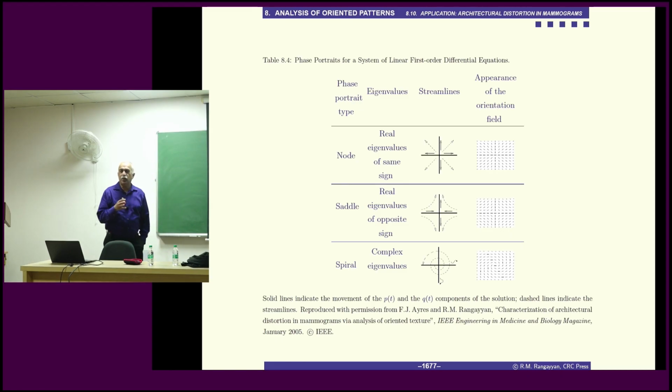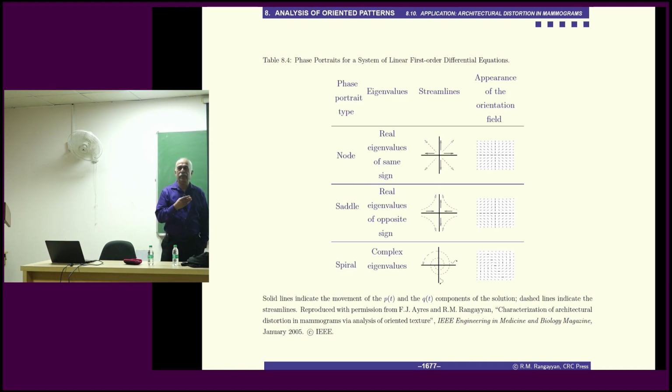Now, in an image, there is no movement, there is nothing moving. So the direction is associated with the direction of the fibroglandular tissue or whatever pattern you detect. And all of this is in a stationary, fixed image. Here, these are functions of time. So we have to now switch and say, these are not functions of time anymore, but these are patterns in the image where the direction of flow, P dot(t), Q dot(t), will be interpreted or switched to the orientation patterns.